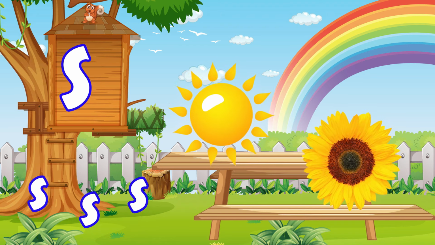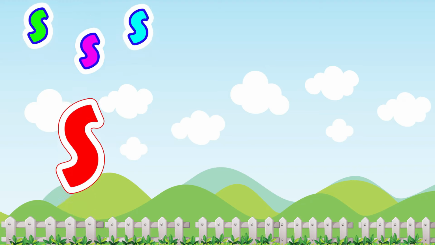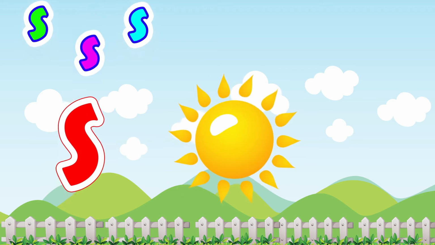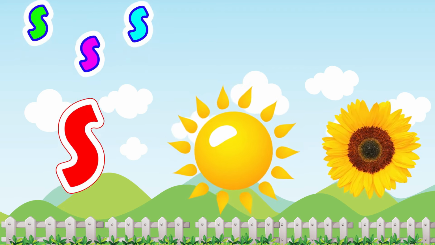S is for sunflower, s, s, sunflower. S is for s, s, s, s, sun. S is for s, s, s, s, sunflower.